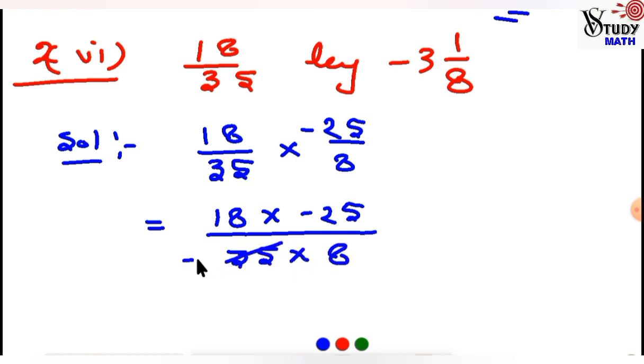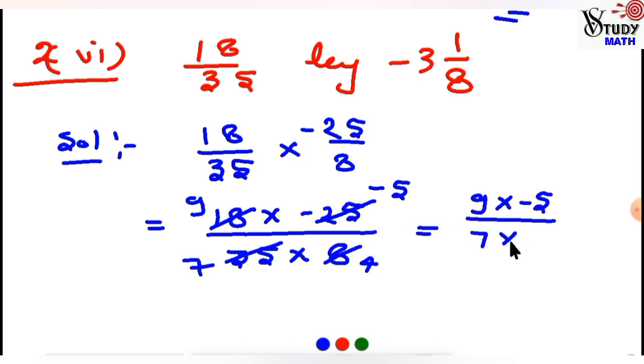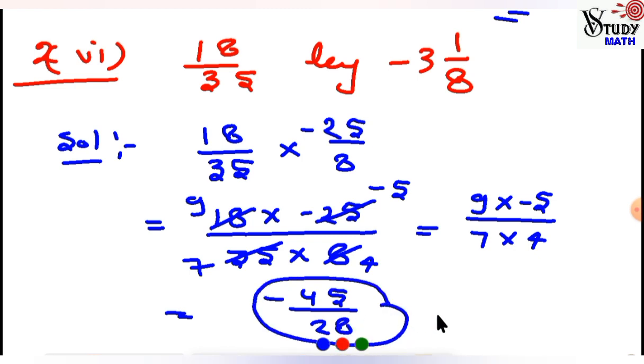So 5 7s are 35 and 5 5s are 25, 2 4s are 8 and 2 9s are 18. So now we have 9 going to multiply negative 5 and 7 going to multiply 4. So we have negative 45 upon 28. So this is the answer of this particular problem. Now move to the next question.